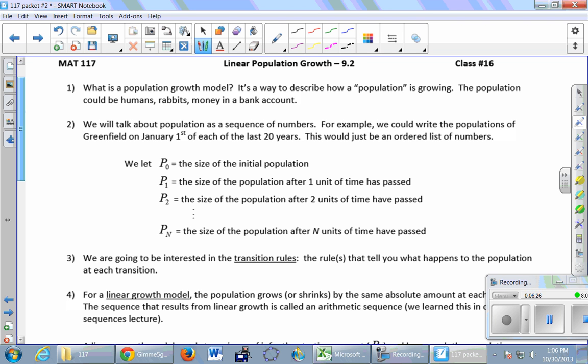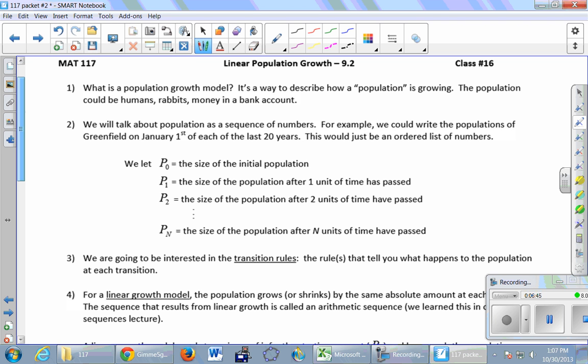And we're going to talk about population as a sequence of numbers. So we saw P0 was the size of the initial population, how much stuff was initially in the tank. And then P1 was how much stuff was in the tank after 1 unit of time, 1 year had passed, right? And then P2, and then Pn is going to be our generic kind of thing.